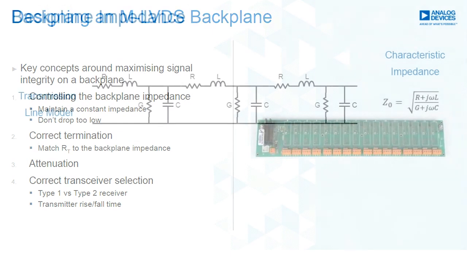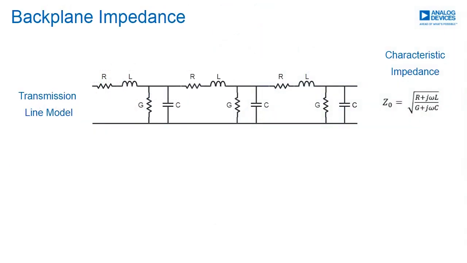The first topic to cover is the impedance of the backplane itself. You can see here on the slide a transmission line model. This is the standard RLGC model for a transmission line, and the reason for this is that you can effectively model the backplane and its signal integrity as a transmission line. The key figure of the transmission line is its characteristic impedance, Z0. Anytime we refer to backplane impedance, it's this characteristic impedance that we're referring to.